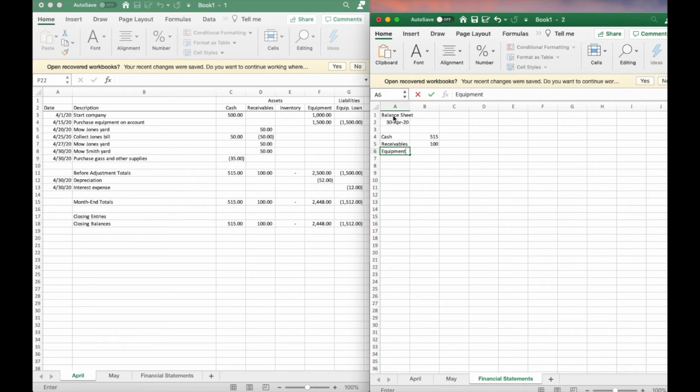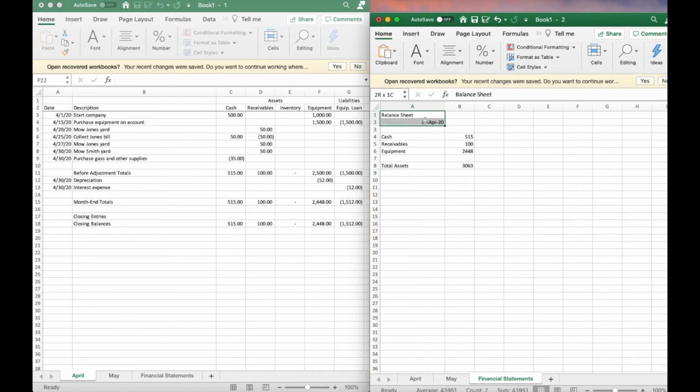And then I have no inventory, so I'll skip that. Put equipment. My equipment is worth $2,448. And that's my last asset. Now I'm just going to have total assets, and then equals sum, open parentheses, and just select the cells you want, close parentheses, and enter. So I have total assets of $3,063. I'm going to clean up some of this formatting. I'll do liabilities next and equity. So we have one liability, our equipment loan.